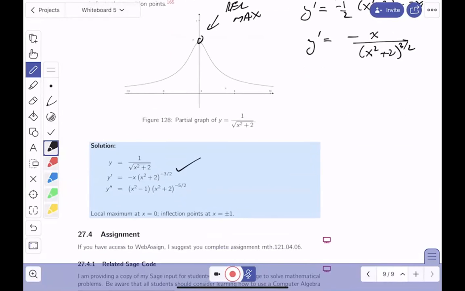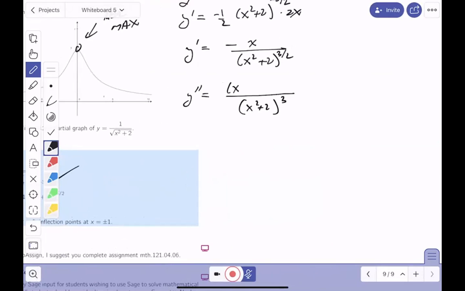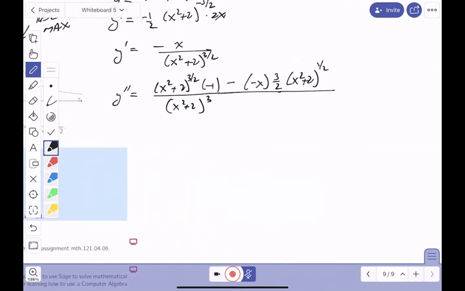Let's do the next guy, which is the second derivative. And so why are you going to do that? I'm going to use the quotient rule. So square the bottom. So it's going to be x squared plus 2 cubed. Bring the bottom to the top and leave it alone, times the derivative of the top, which is minus 1, minus the top, times the derivative of the bottom, which is 3/2. Take away 1, that's 1/2. And then what do you get? The derivative of the inside is 2x, right? That's going to be a nightmare. Not really.